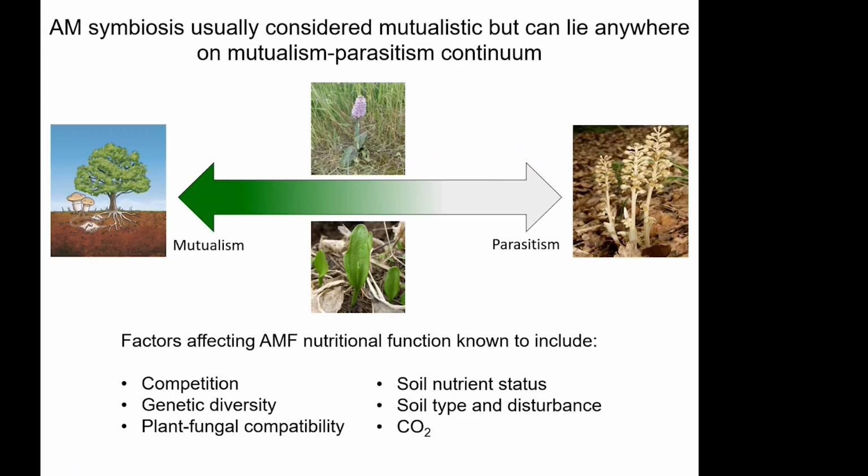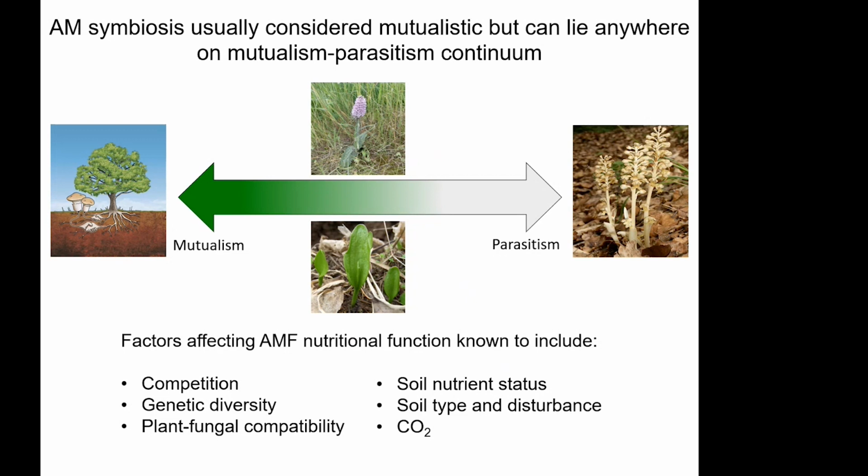We normally consider mycorrhizal symbiosis, and in particular the symbiosis that involves those arbuscule-producing fungi, which we call arbuscular mycorrhizal symbioses, and I'm going to refer to those as AM from now on because it's a bit of a mouthful, to be mutualistic in that the plant gains nutrients in return for carbon, and they sit on this end of the scale. But in reality, this symbiosis lies on a continuum that runs from full mutualism, where both parties benefit from the relationship, through to parasitism.